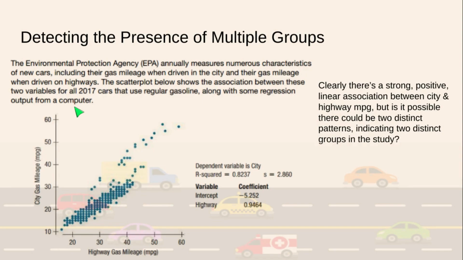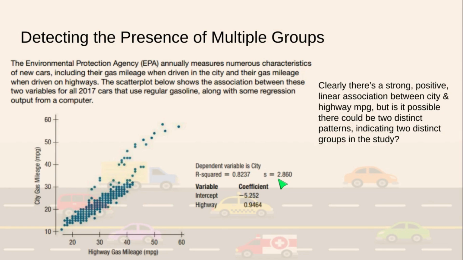All right, so we have this scatter plot right here, and you will quickly notice that the data are bunched right here, and then there's this smattering of points mysteriously up here. Now, clearly there is a strong positive linear association between city and highway miles per gallon, but is it possible there could be 2 distinct patterns indicating 2 distinct groups within the study? I would say that there is. Our R-squared is pretty good. Our standard error, typical residual size, is good.